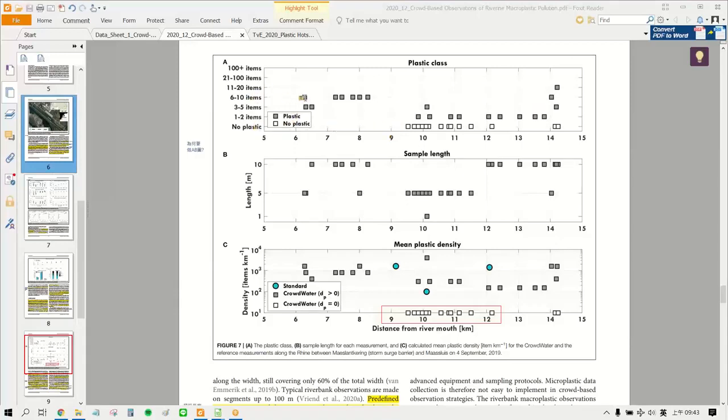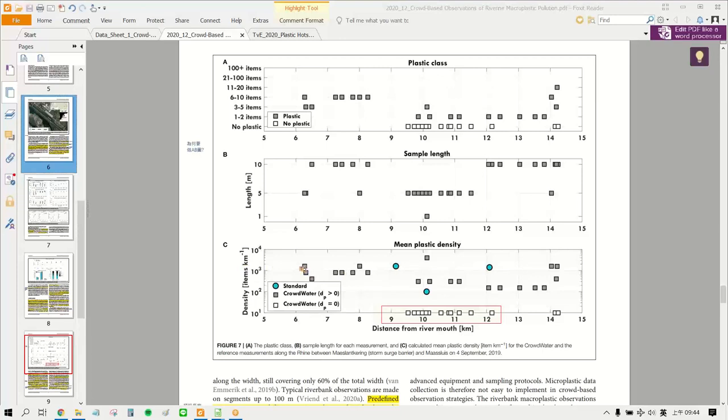But at each survey or at each location, the length is different. This is very important. So that the surveyor will record how long they walk along this riverbank and counting the plastic. So the length is varied from 1 meter to 10 meters. So at figure 7c, they combine these two data and transfer into density. It means the length density in 1 kilometer. How many items in 1 kilometer?